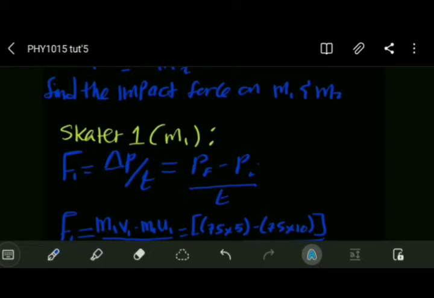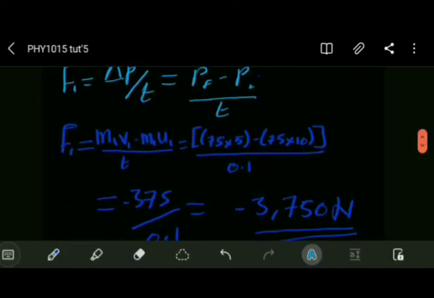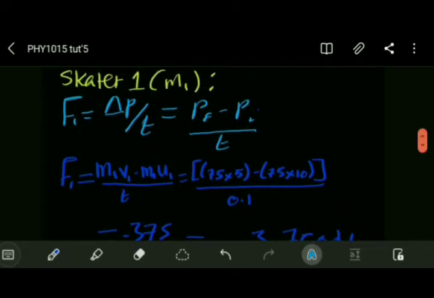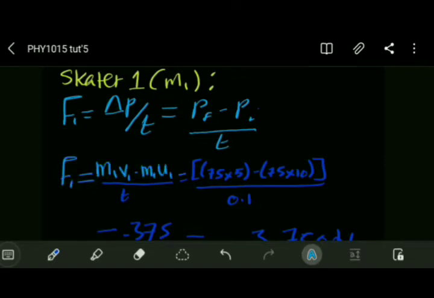We know that the force on M1 is going to be the change in momentum of M1 divided by the impact time, which gives us P final minus P initial over t. And then we know that the mass of M1 is 75 kg, and the final speed here is 5 meters per second. Okay, so the initial speed for M1 was given as 10 meters per second, so we simply say F1 equals final momentum minus initial momentum over t.